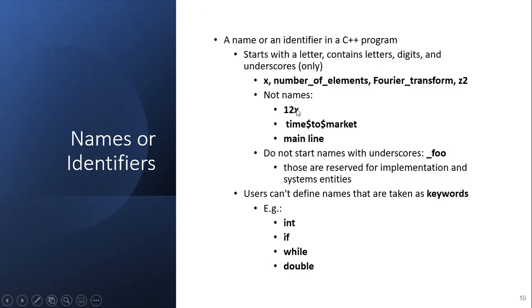Identifier must never start with digits. It must never have a space character. नाम के बीच में space character नहीं हो सकता. ठीक है? So main space line, this is not a valid identifier.